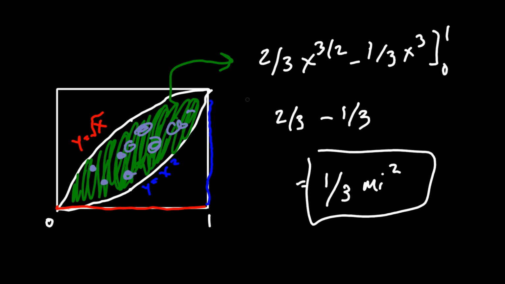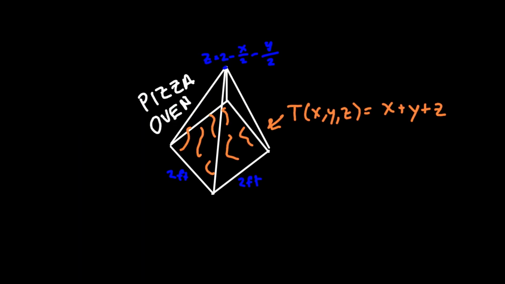Now let's move on to, I'd say, the more interesting example with triple integrals. Here we have a pizza oven that is a square pyramid, and it has a temperature function of x plus y plus z, and it has dimensions of 2 feet by 2 feet, and its pyramid top is as shown, typical of a pyramid. We want to find out what is the heat content of the pizza oven. How much heat does it accumulate?